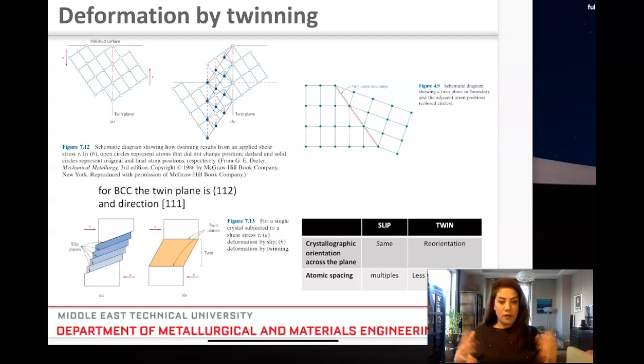So if there is a lack of slip systems, a lack of active slip systems along with the dislocations or the defects, then the materials still deform, but around these twin boundaries, repositioning the whole crystal around a certain plane that is called a twin boundary. In the case of a slip system, the crystallographic orientation across the plane is the same, but in the case of a twin, it's reoriented. Atomic spacing in the case of a slip involves multiples of atoms, but in the case of twin deformation, we have less than an interatomic separation. So you can actually see here the main difference, deformation by slip planes, slip systems versus the twin planes.